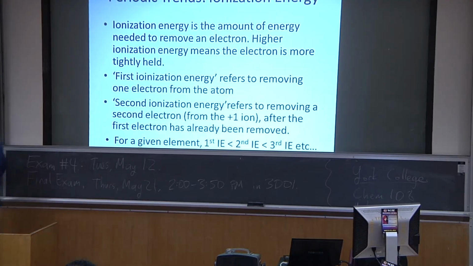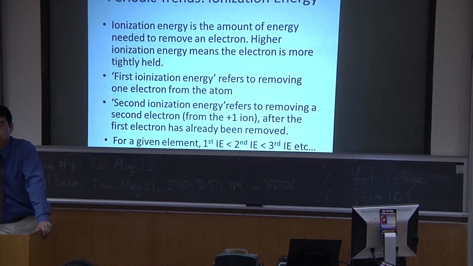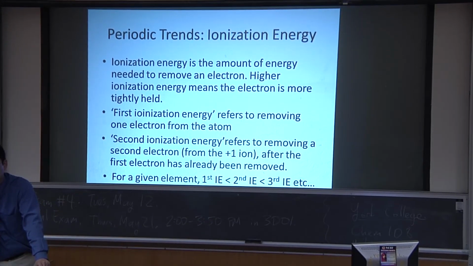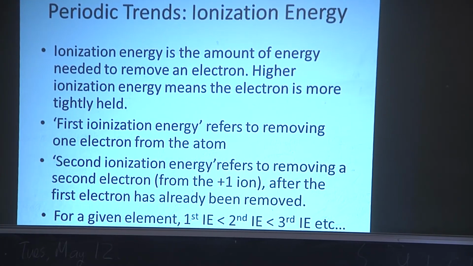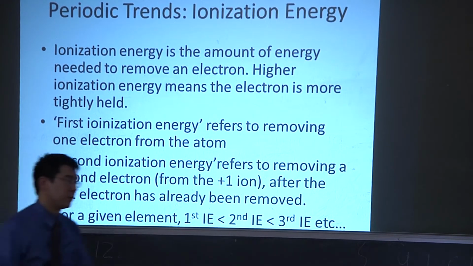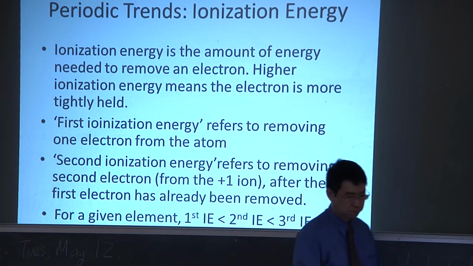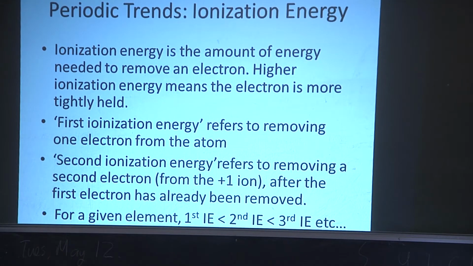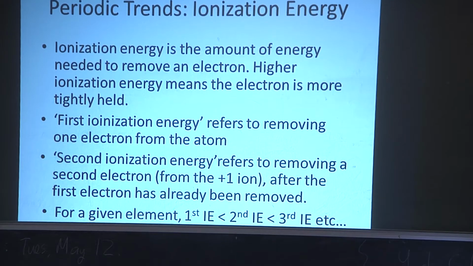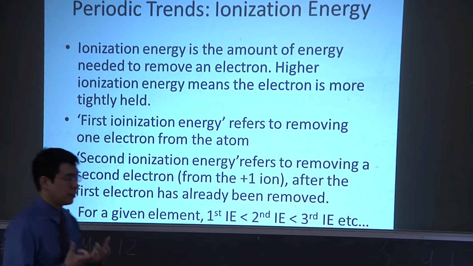So, last time when we started Chapter 8, we talked about different periodic trends like atomic radius and ionic radius, and effective nuclear charge and shielding, right? So then the last one we looked at was ionization energy. Ionization energy is the amount of energy needed to remove an electron. Larger ionization energies mean it takes more energy to remove an electron. That means the electrons are more tightly held.